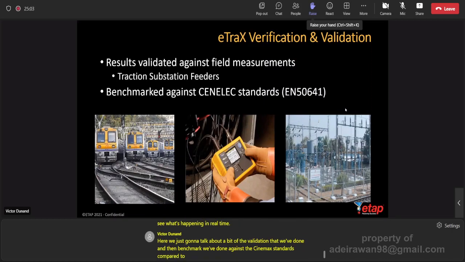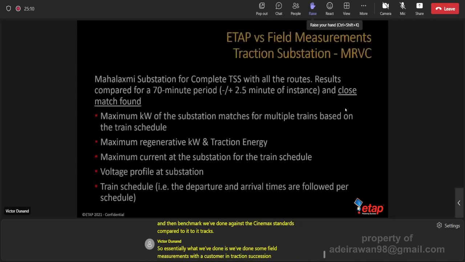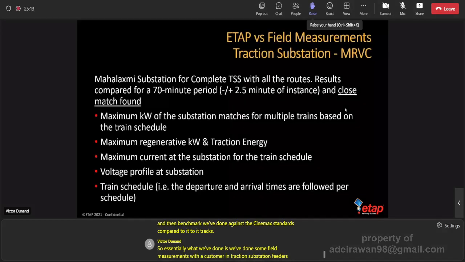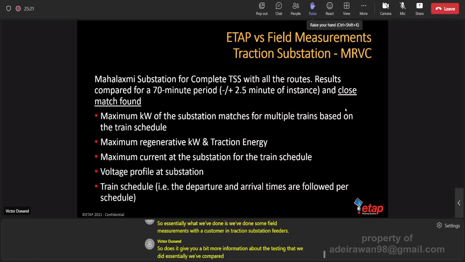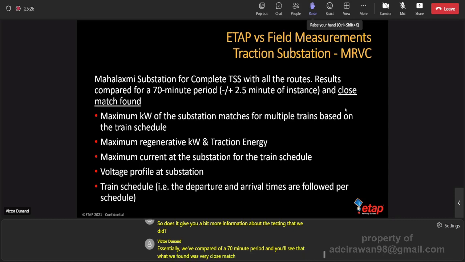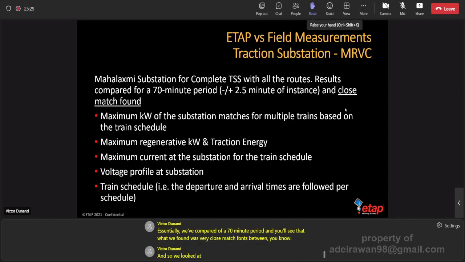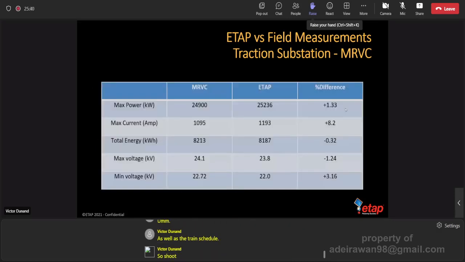compared to eTracks. So essentially what we've done is we've done some field measurements with the customer in traction substation feeders. So that should give you a bit more information about the testing that we did. Essentially, we've compared over a 70-minute period, and you'll see that what we found was a very close match between runs. We looked at maximum kilowatts, regenerative kilowatts, maximum current, and the voltage profile, as well as the train schedule. So we showed some of the results from the reports.